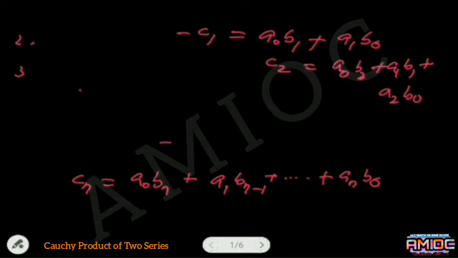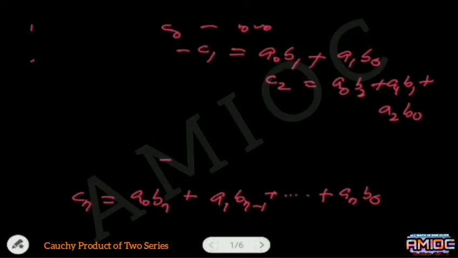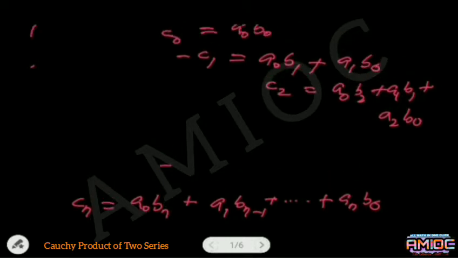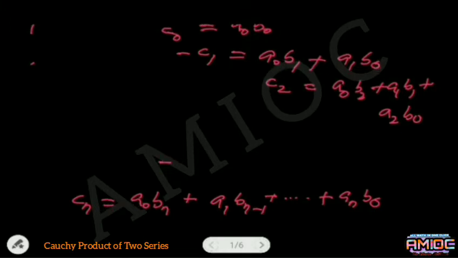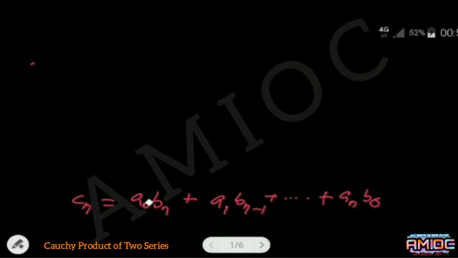Therefore, we get c1 is equal to a0 b1 plus a1 b0. c0 is equal to a0 b0. c2 is equal to a0 b2 plus a1 b1 plus a2 b0. Hence, the general term can be expressed as cn is equal to a0 bn plus a1 bn minus 1, etc., plus an b0.